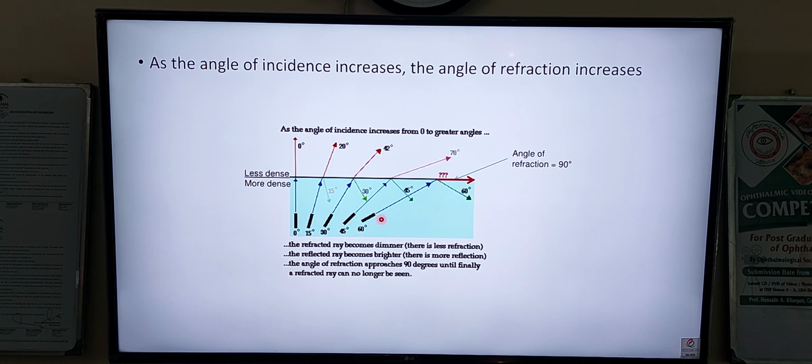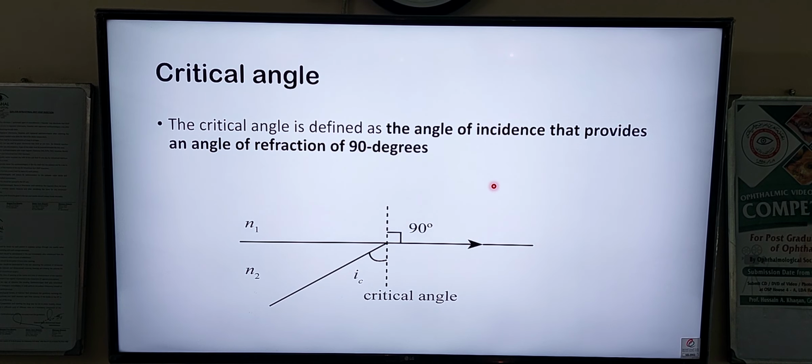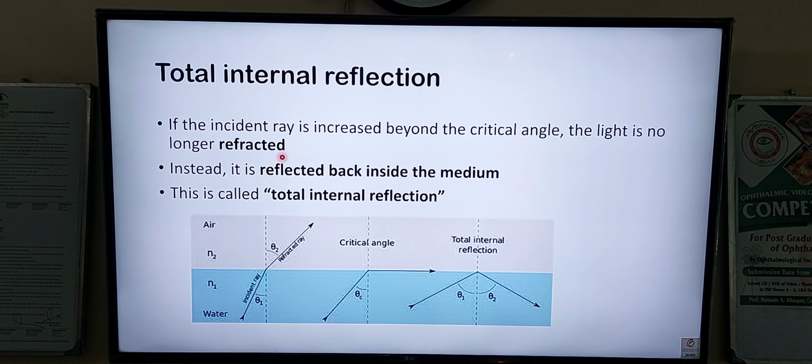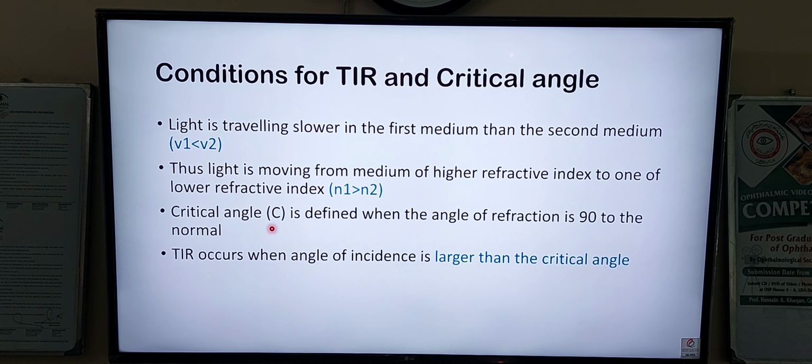So at particular angle of incidence, angle of refraction would be 90 degrees. What is this angle called? Critical angle. The critical angle is defined as the angle of incidence that provides an angle of refraction of 90 degrees. अगर इससे भी beyond करेंगे तो क्या होगा हमारे पास? Total internal reflection होगी. If the incident ray is increased beyond the critical angle, the light is no longer refracted. Instead, it is reflected back inside the medium. This is called total internal reflection.